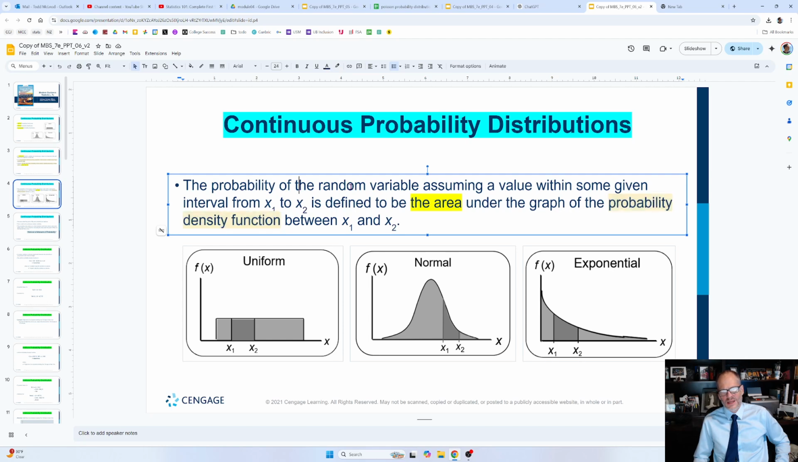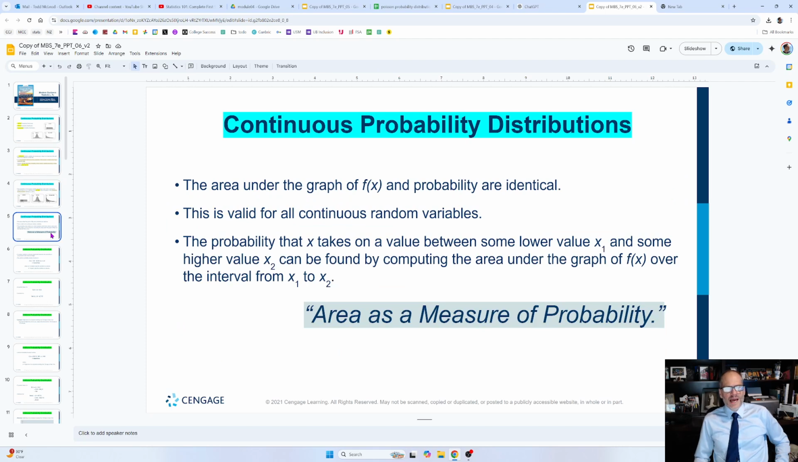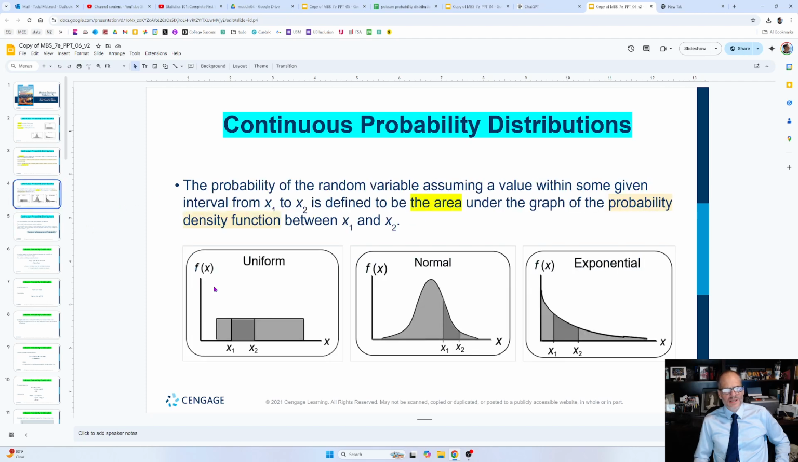So what's the probability of a random variable assuming a value within some given interval? What's the probability that someone's height is between here and here? Between this height and that height, we could find that out if this was the normal probability distribution of heights. We're going to see how to do that, because it's about probabilities. What's the probability of that occurring? And the last thing here is that the area under the graph of f(x) and probability are identical. So we could just calculate the area, and that gives us the probability.